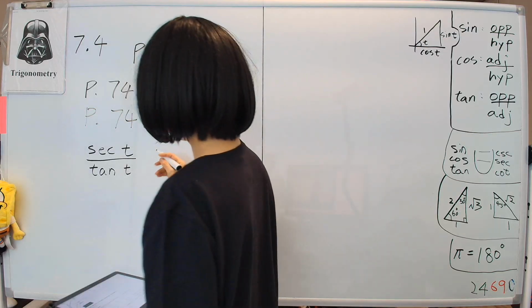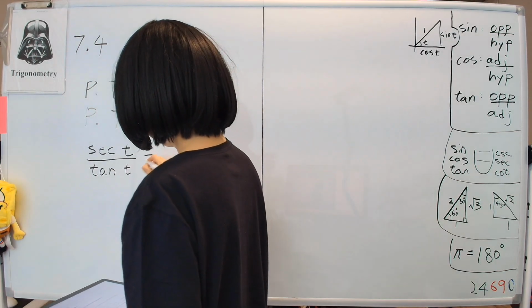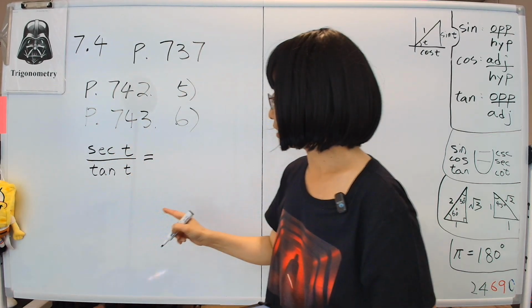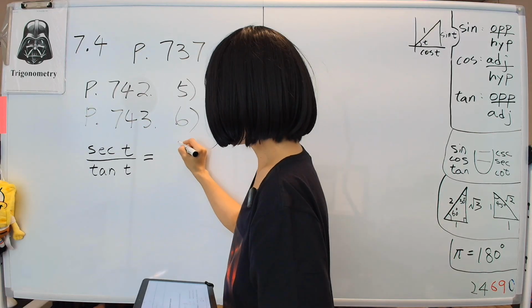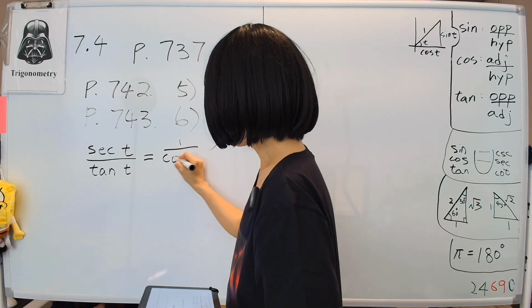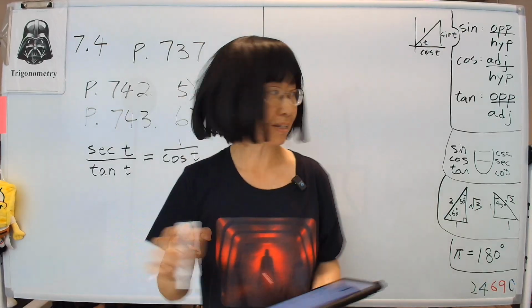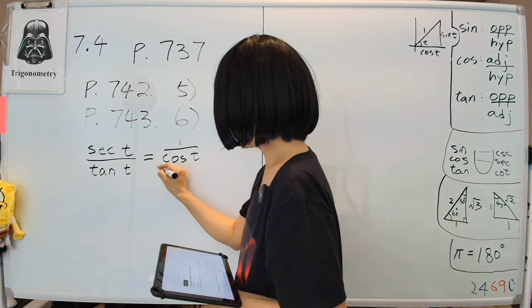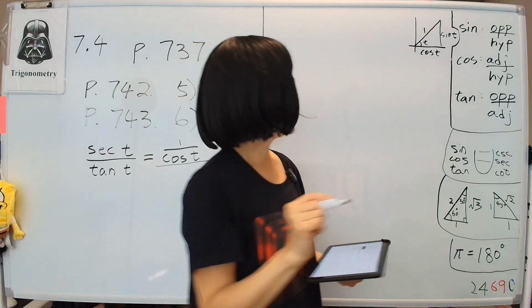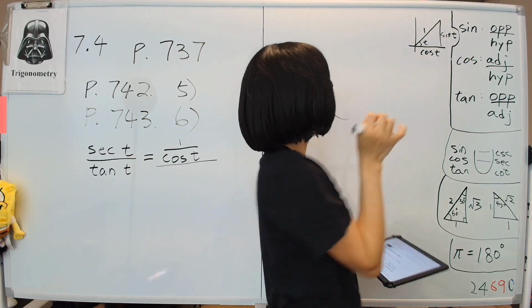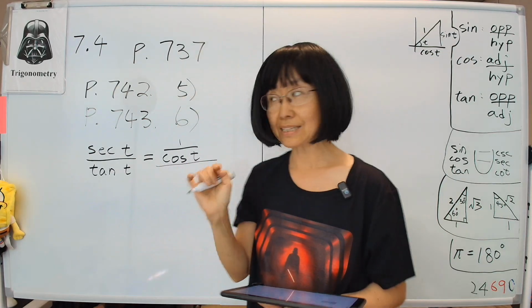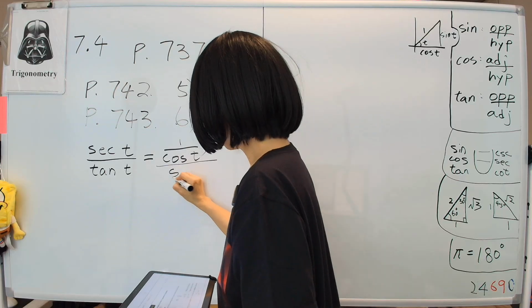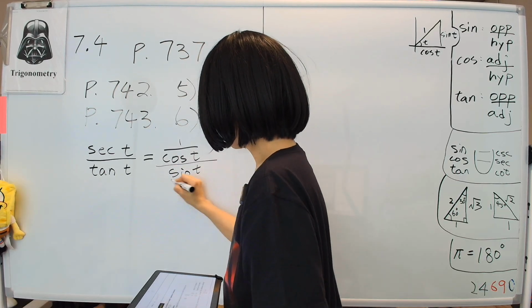Now, to do this type of thing, what we do is secant is equal to 1 over cosine, so we'll write that down. 1 over cosine t, says right here. See, secant is 1 over cosine. And then tangent is sine over cosine. Okay, it's opposite divided by adjacent. So tangent is sine over cosine, sine t over cosine t.